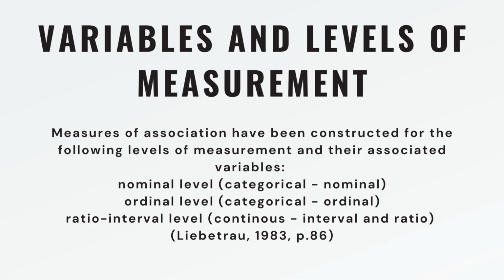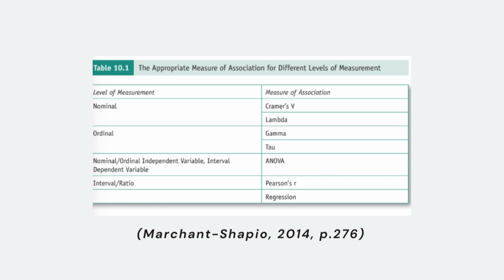With this in mind, measures of association have been constructed for the following levels of measurement and their associated variables mentioned below. These tests give us information on the strength and direction of relationships, which in turn allow us to understand the importance or significance of relationships. The measures of association can help us trace causal relationships as well as document, measure, and analyze cause and effect relationships. Table 10.1 by Marquart and Shapiro shows some examples of the levels of measurement and their corresponding measures of association.